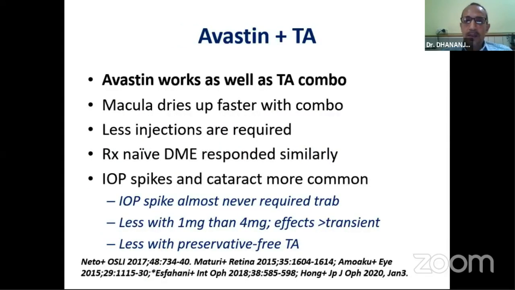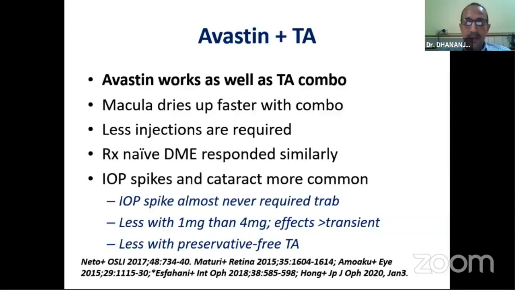Now, what about the good old Avastin and triamcinolone with which we have the best knowledge so far? Avastin works as well as the triamcinolone combination. So in one line, you can say that the addition of triamcinolone did not do anything better in terms of vision. The macula does dry up faster, however, with combination, which is what we are concerned with. There are fewer injections required, so great news for the patient. And the treatment naive DME also responded similarly, which is again good for the patient.